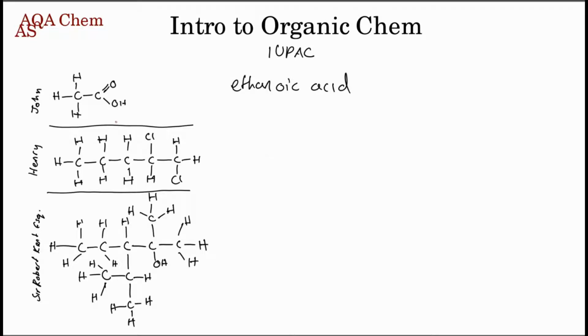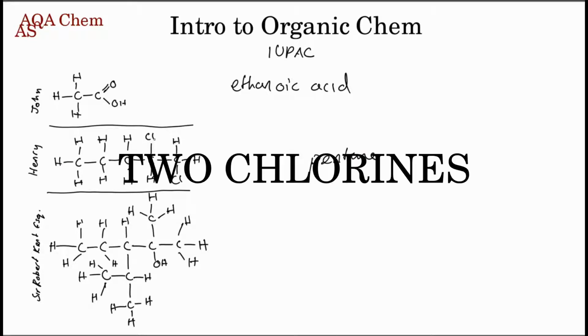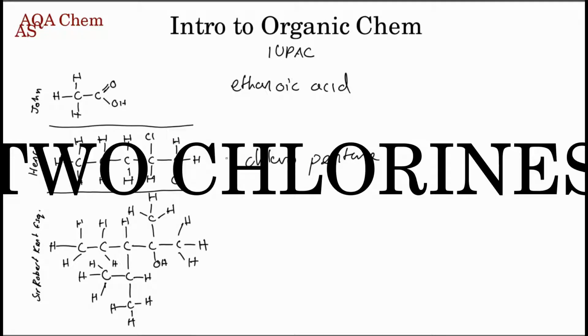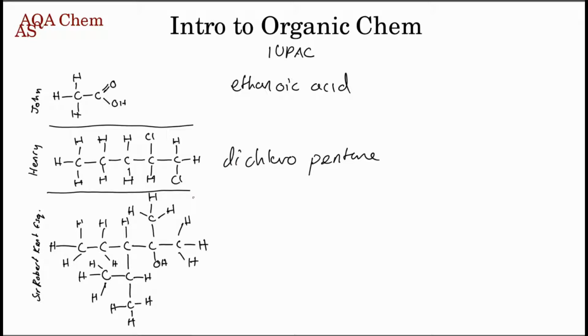Now, after John, we got some real bangers over here, so let's go on to Henry. Now Henry, what is Henry? Well, if I look for anything odd, it has 2 chlorines, which means it's a haloalkane, or a halogenoalkane, an alkane that has halogens on it. So it has 2 chlorines, and it's a pentane. So first of all, it is just a pentane, but it's got 2 chlorines, which is a dichloropentane.